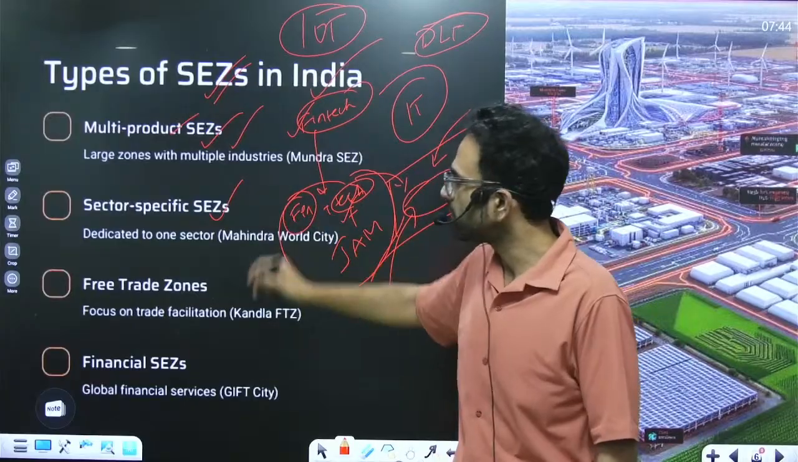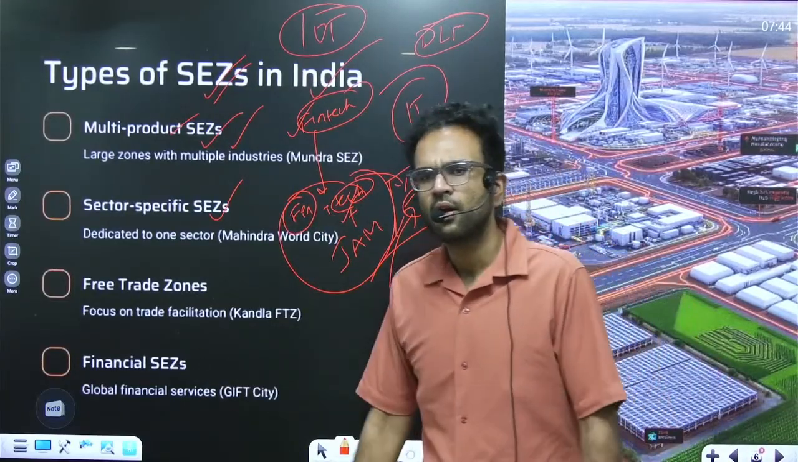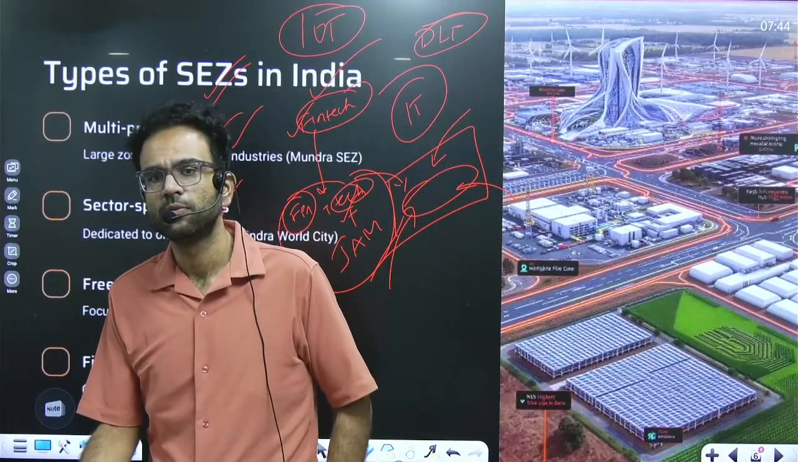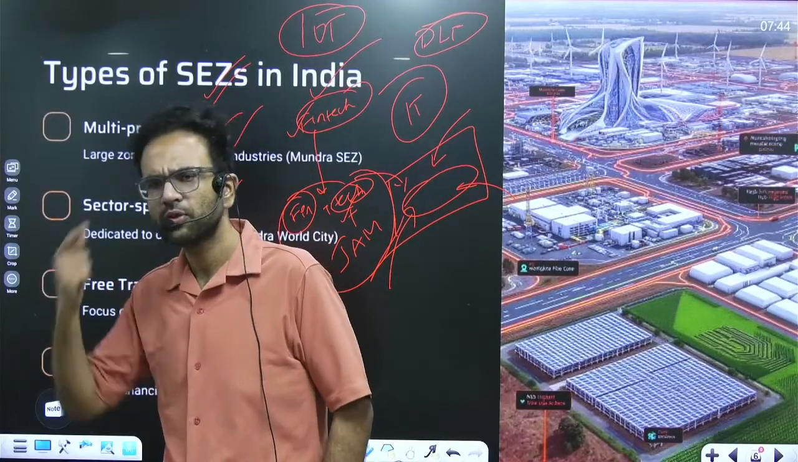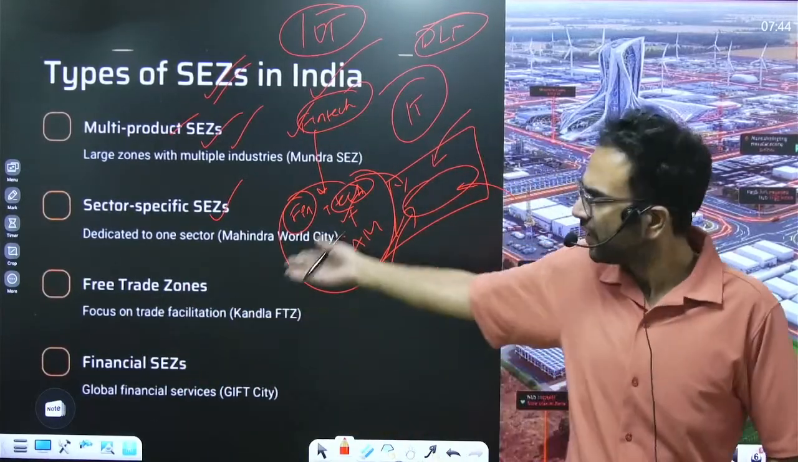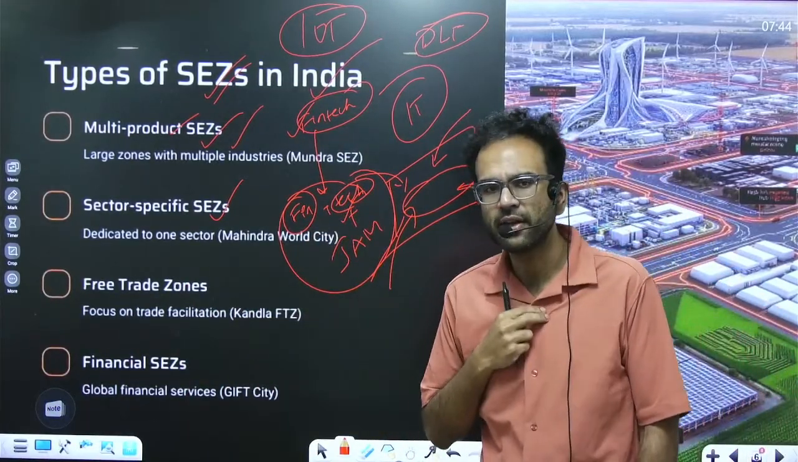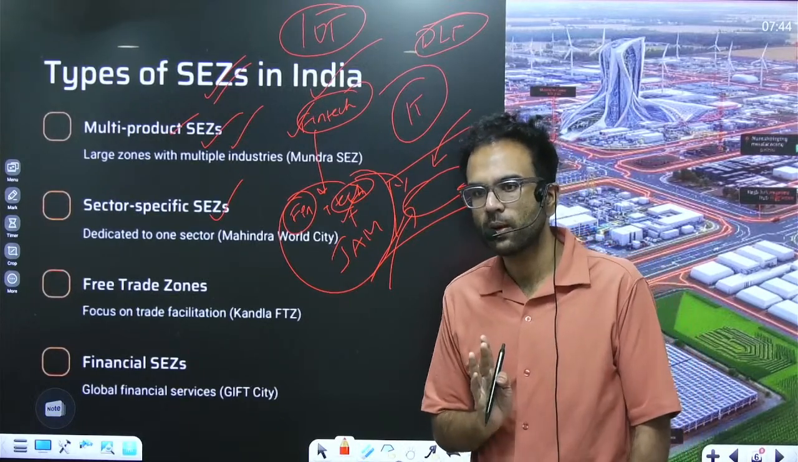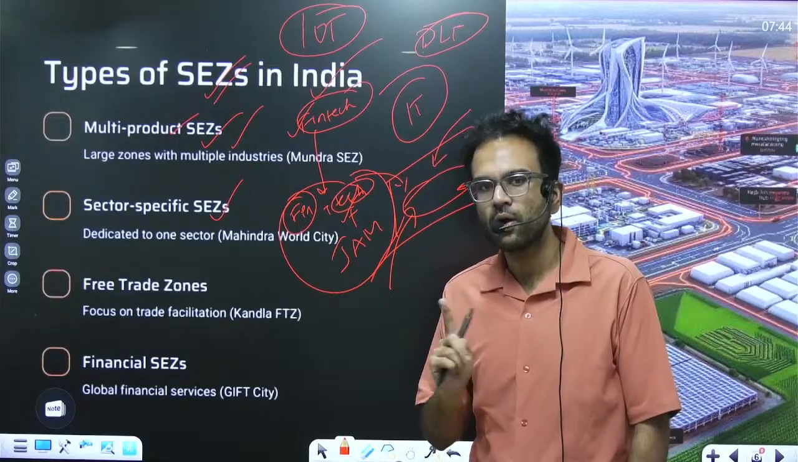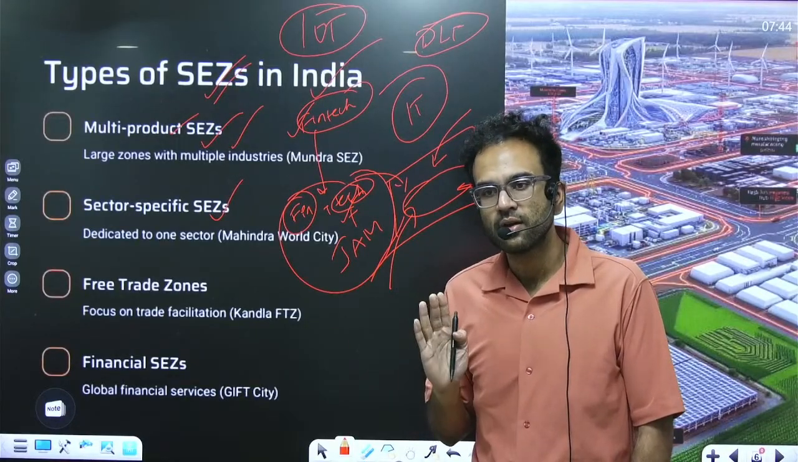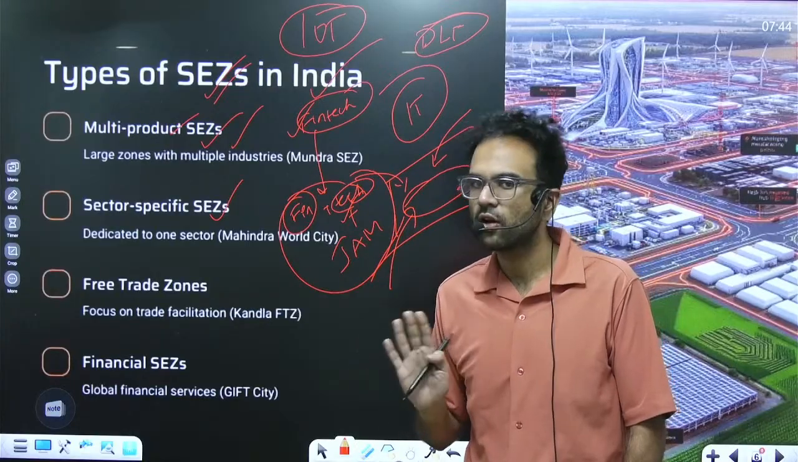Then you have sector specific zones. Let's say, okay, we don't want to create these multi-product zones because it is too much of a headache for the government. So we decided to go for sector specific, meaning all the automobile companies will manufacture at one place, Aero Hub one place, IT one place. But just giving land again is not good enough.